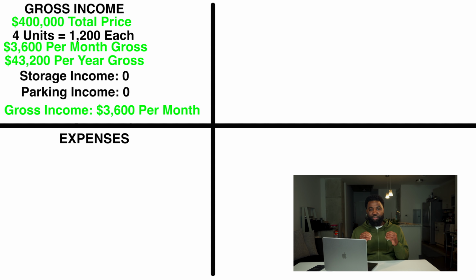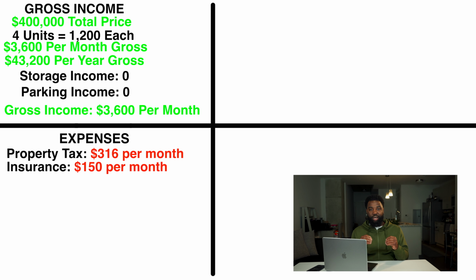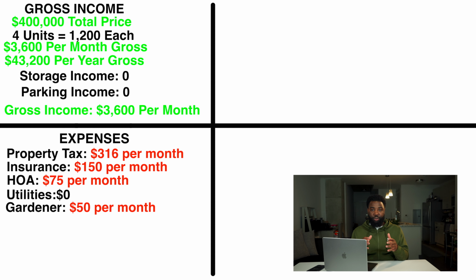So let's say that the property taxes that we pay every single month would be $316 per month. Let's say the insurance is $150 per month. And for this particular example, let's say that we do have an HOA fee that is $75 per month. We let the tenants pay the utilities. Lawn care is $50 per month. Repairs are $125 per month.